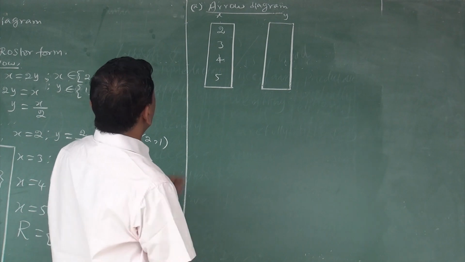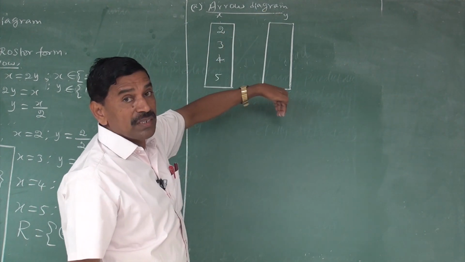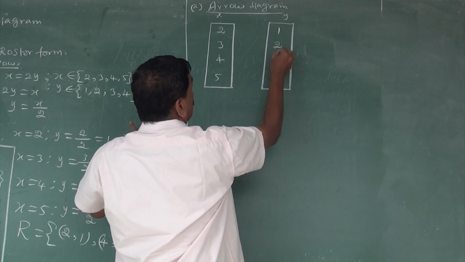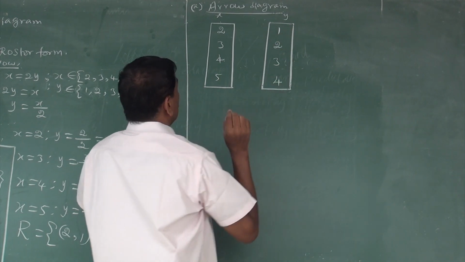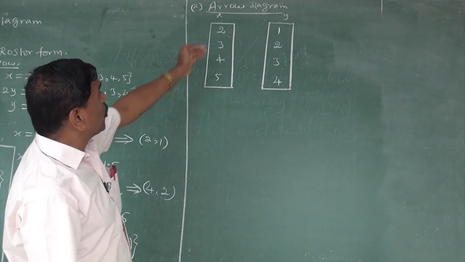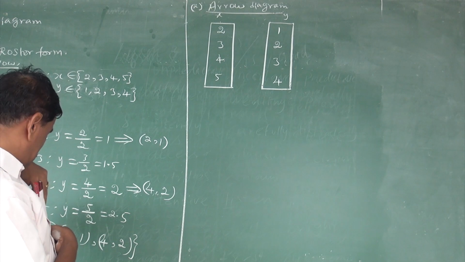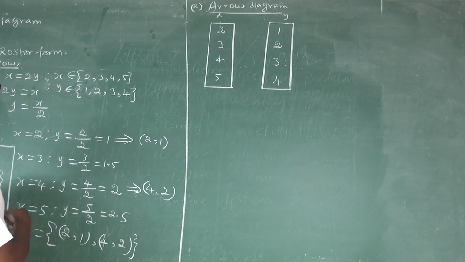Okay, next, what is that? Y can take the values, anyone? Yes, y can take the values 1, 2, 3, 4. Now, arrow diagram, we want to relate. Okay, how many relations are there, that is how to relate from the earlier answer?